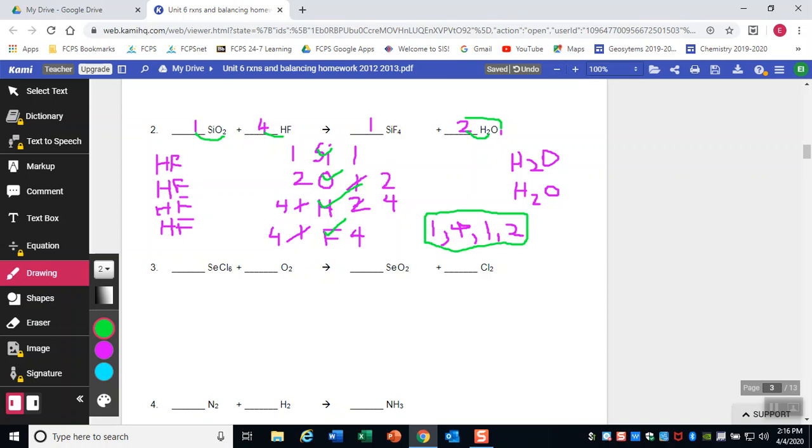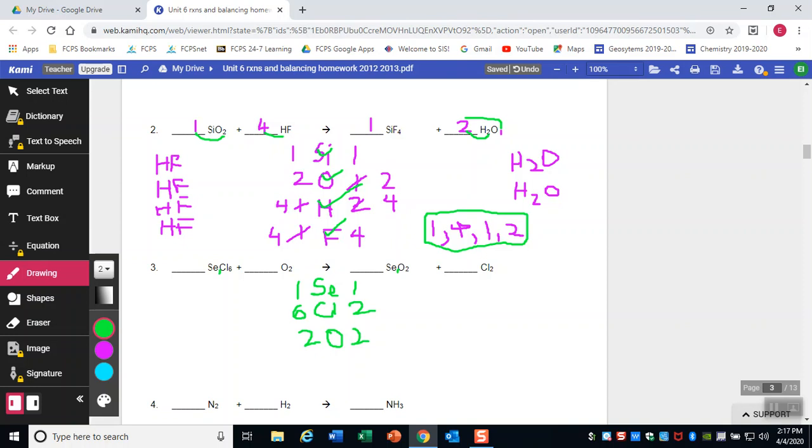All right, so now I've got up here selenium, chlorine, and oxygen. Then I'm going to count. There's 1 selenium, the 6 is with the chlorine, and then I have 2 oxygens. And then over here I've got 1 selenium, 2 oxygens, and 2 chlorines.